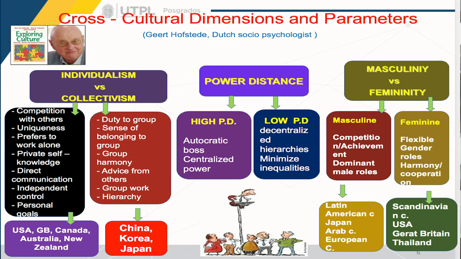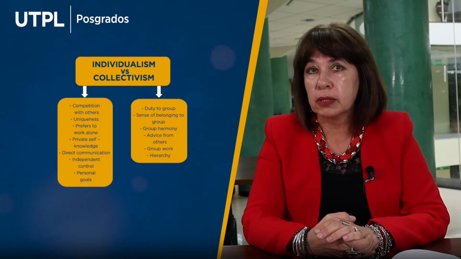In individualistic societies, competition with others is emphasized, together with uniqueness, that is to say, desire to be distinguishable from the mob by any means. Its members prefer to work alone, achieve private self-knowledge, get an independent control by establishing personal goals. Whereas in collectivistic cultures, duty to group is important. There is a deep sense of belonging to a group and its harmony is cherished. Advice from others is well accepted, group work is emphasized, and social hierarchy is very remarkable.